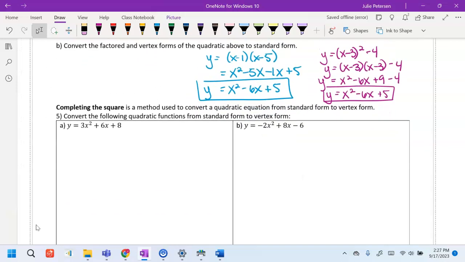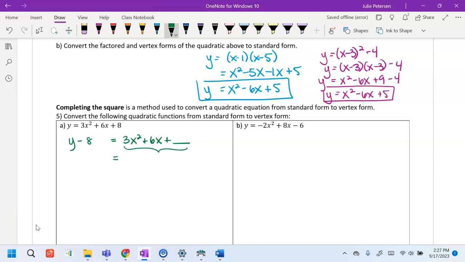Okay, so what we're going to do to get started is get anything that contains an x and keep it by itself. So I'm going to go ahead and subtract 8 over. And then I have 3x squared plus 6x. And I'm going to put a little blank here, and we'll talk about why we do that in a minute. All right, so I'm not really ready to complete the square. I'm just going to focus on this side.